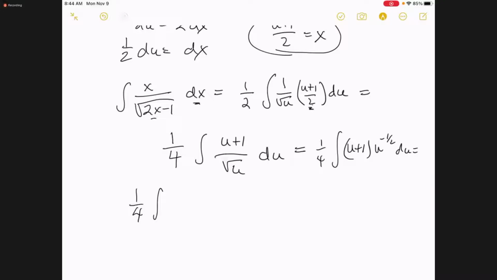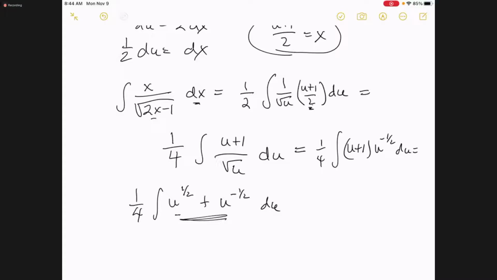And that is u to the plus 1/2 plus u to the minus 1/2. U times u to the minus 1/2 is u to the 1 times u to the minus 1/2. 1 minus 1/2 is 1/2. So that's where that plus 1/2 comes from. So I just expanded here.